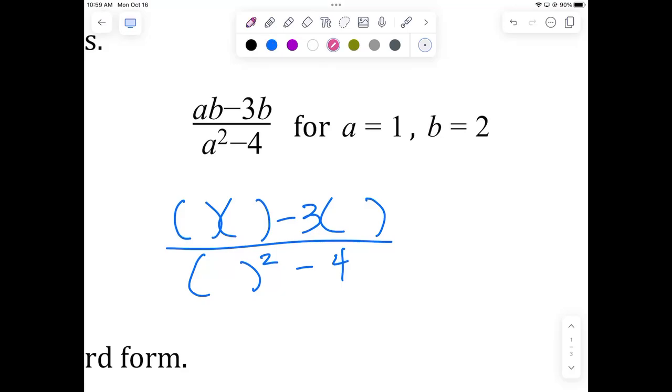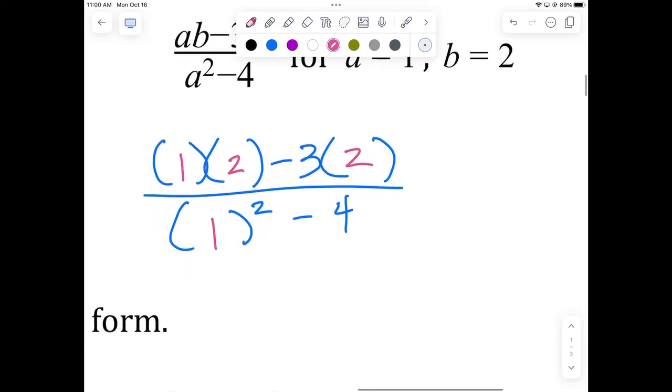So now I'm going to plug in. A is 1, so everywhere there was an a, which is those two, I put a 1. And b was 2, so I put a 2 there and a 2 there. There's the setup. If you don't have it set up right, are you going to have a chance at evaluating it correctly? No. Now we simplify it.